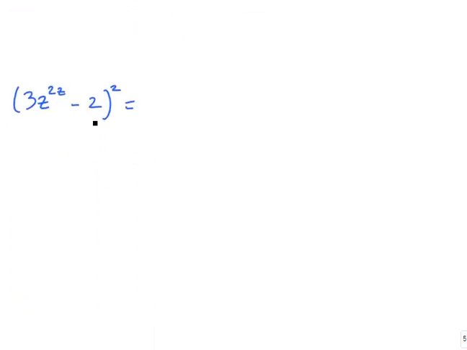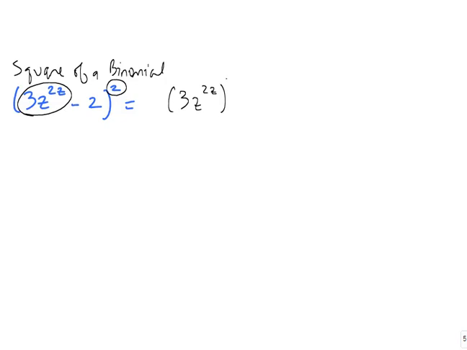In this last example, we also have another pattern. In this case, we are squaring a binomial. So the pattern for that was to square the first term. So let's just write that out using parentheses. We'll figure out what that is in a moment. Square the second term, and that's always positive.